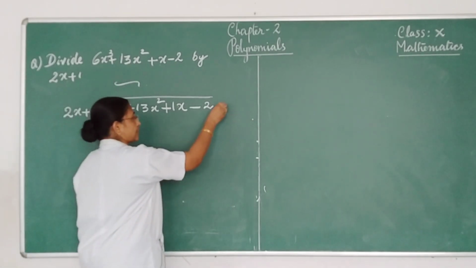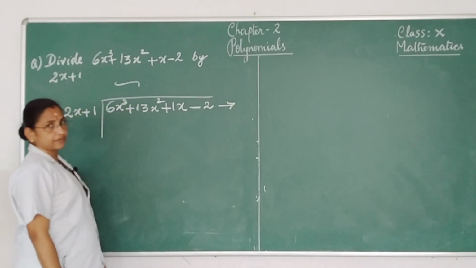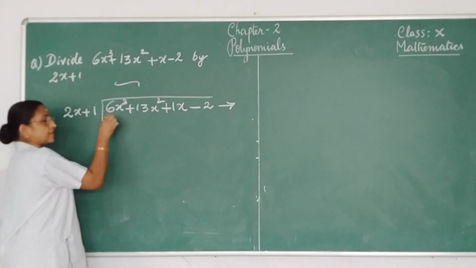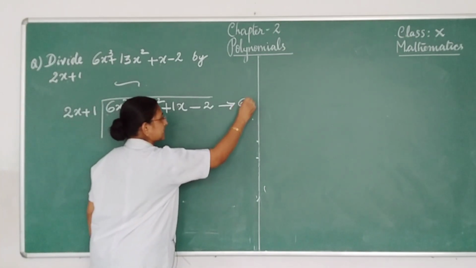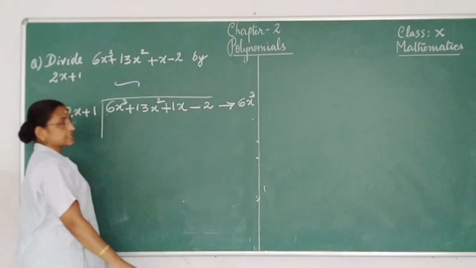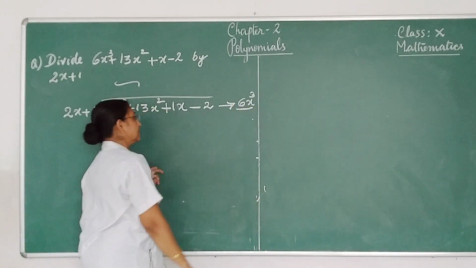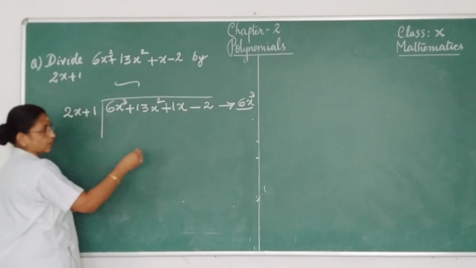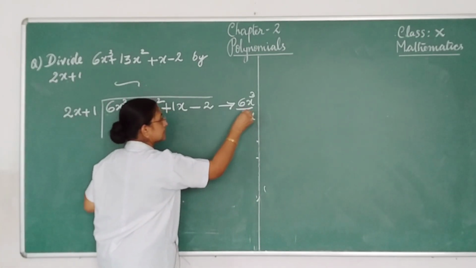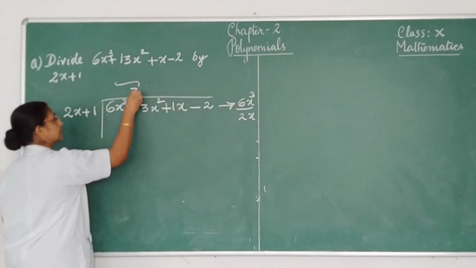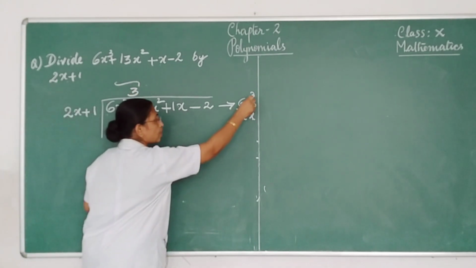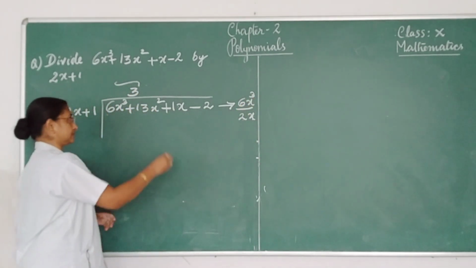From where do you get the first term of the quotient? From here itself. The first term of the dividend is 6x cubed. That you need to divide with the first term of the divisor, which is 2x. Okay, we can divide. 6 by 2 is 3. X cubed divided by x is x square.